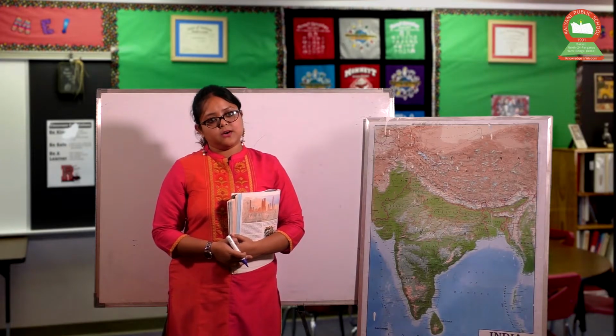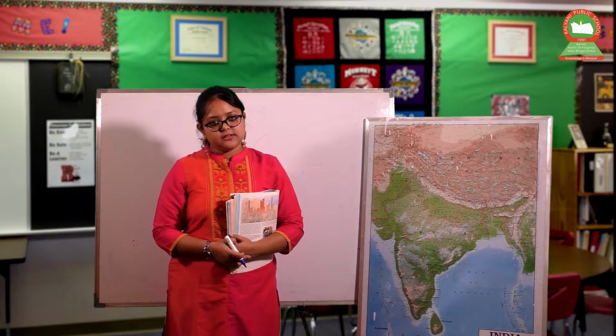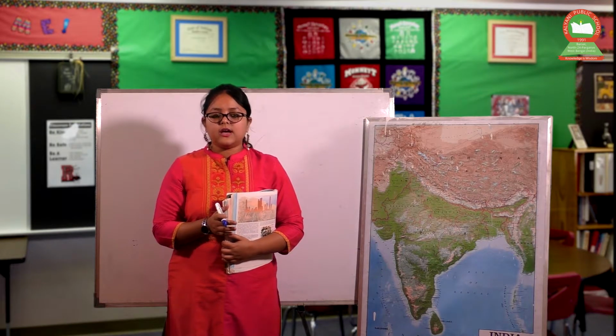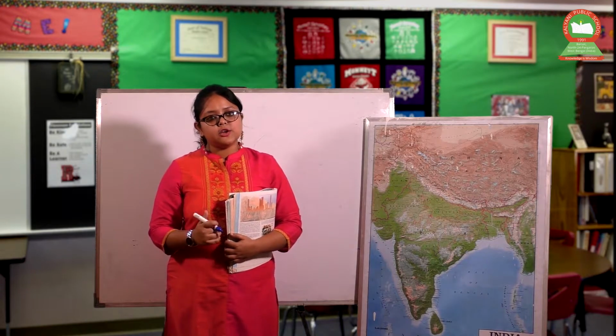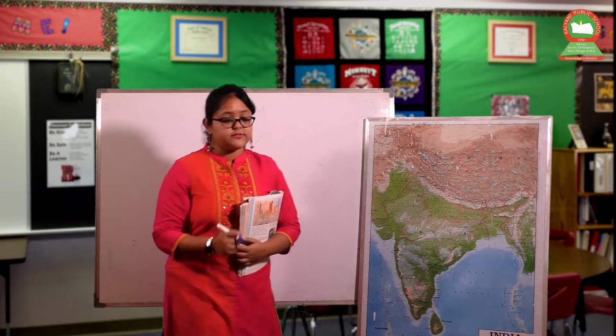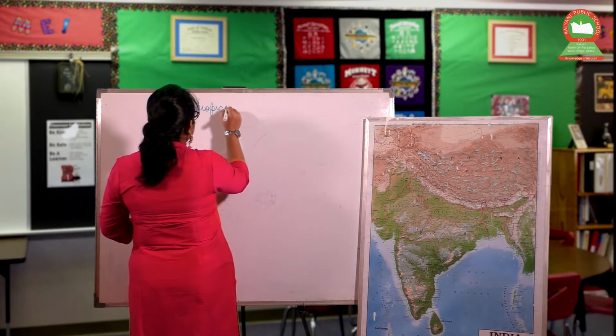Today I'll talk about the different natural vegetation of India. In the previous class we gave an introduction on that, and today in this class we will read about each of the divisions. The first division is tropical evergreen forest.